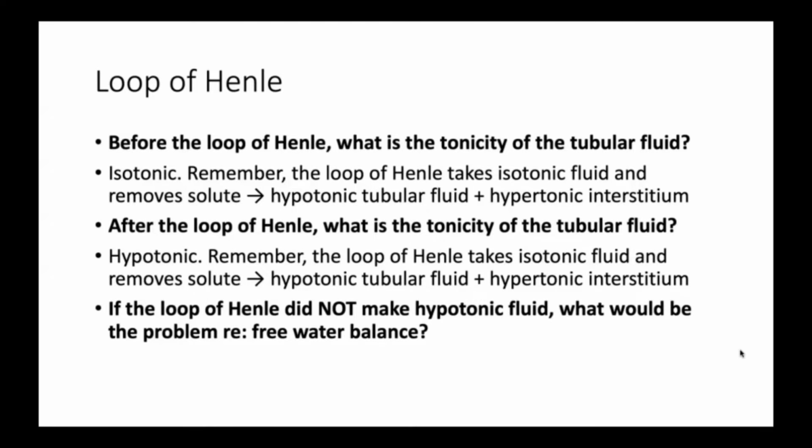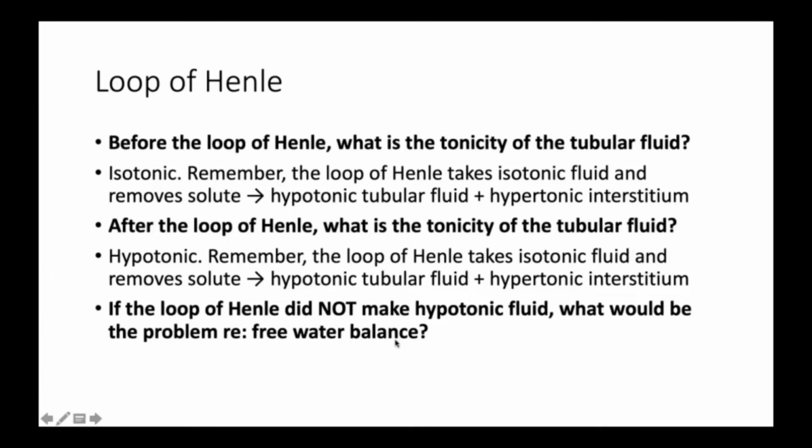I think it's a bad question on my part, so let me rephrase it. If my loop of Henle made isotonic fluid, what disadvantage would that give you? Basically, I can't reabsorb any water anymore. I see. But what if I could make a hypertonic interstitium, but I had isotonic fluid after the loop of Henle? What if I could do magic? What would be the downside? That we're actually losing electrolytes.